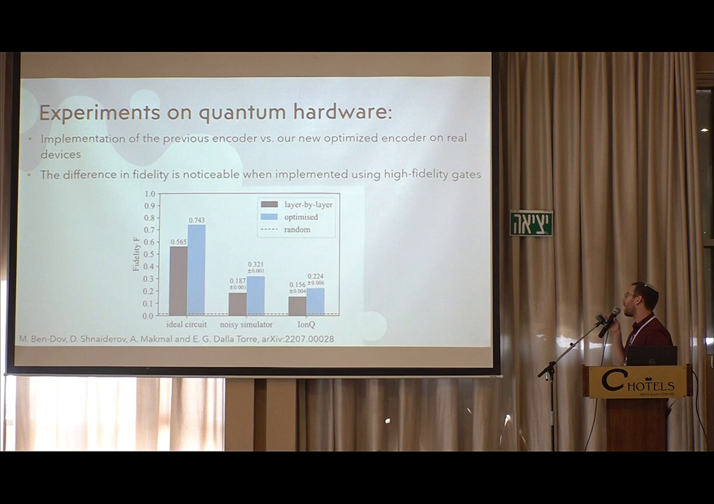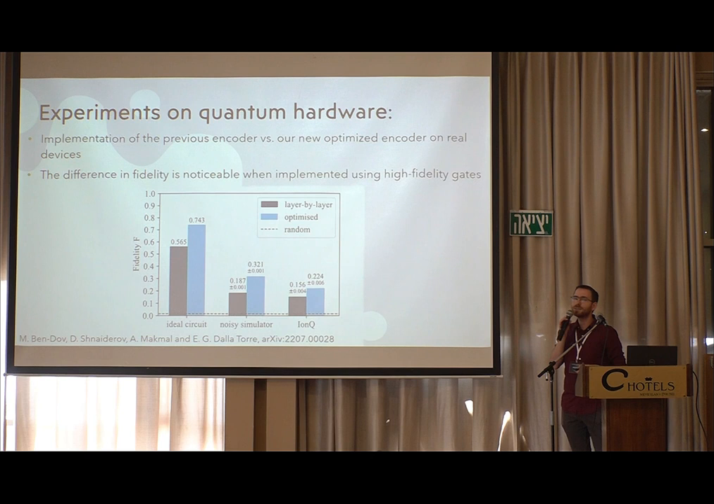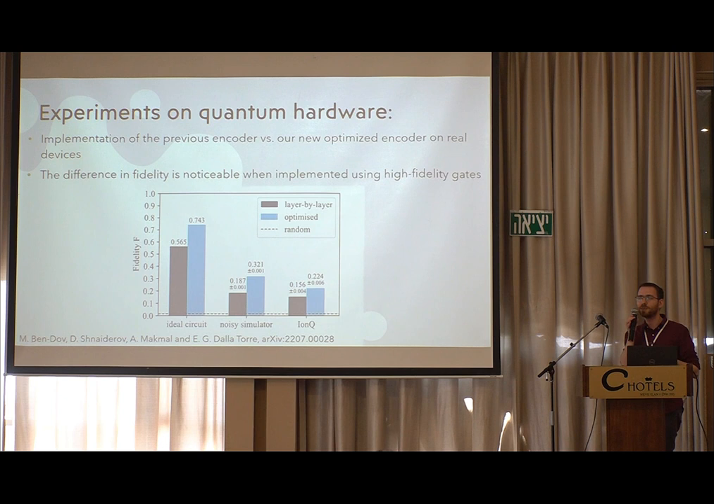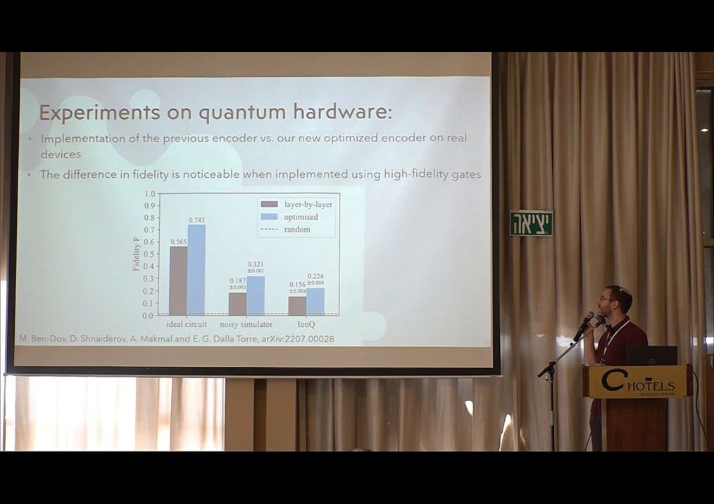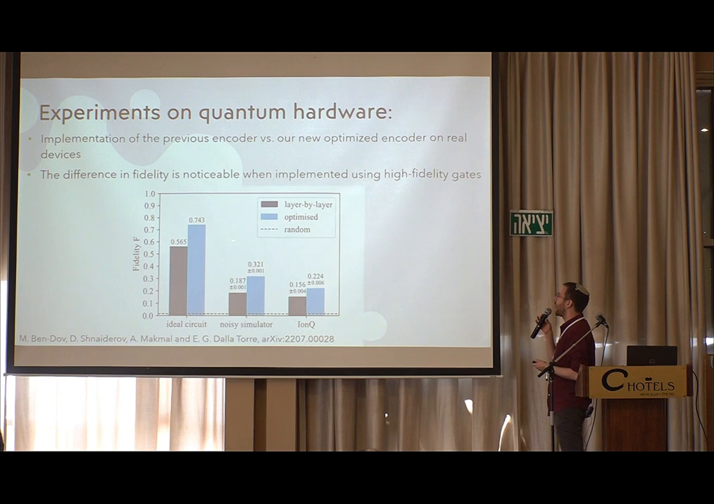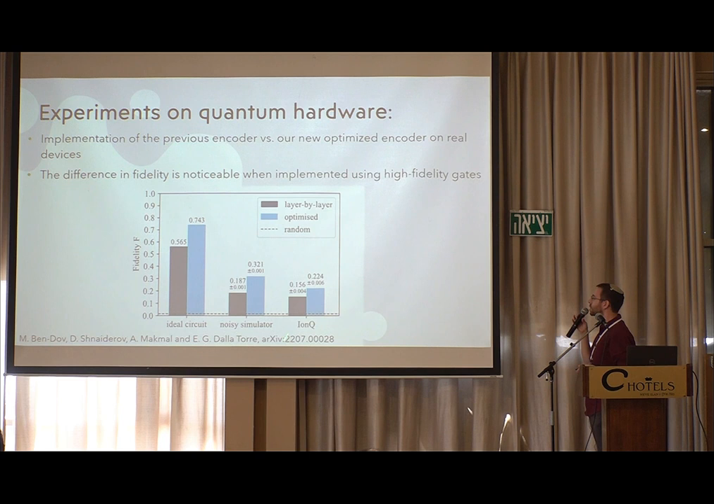After the optimization, we've seen that optimization works well. We have tried to demonstrate that this algorithm works also on real quantum hardware. So we picked a circuit that provides a noticeable difference between the previous encoder version and the optimized encoder version. This is our optimized encoder, and we simulated it on a noisy simulator provided by IBM, and then did some experiments on the IBMQ. Of course, all the noise ruins the party, but we still got a noticeable difference to prove that our algorithm is useful.